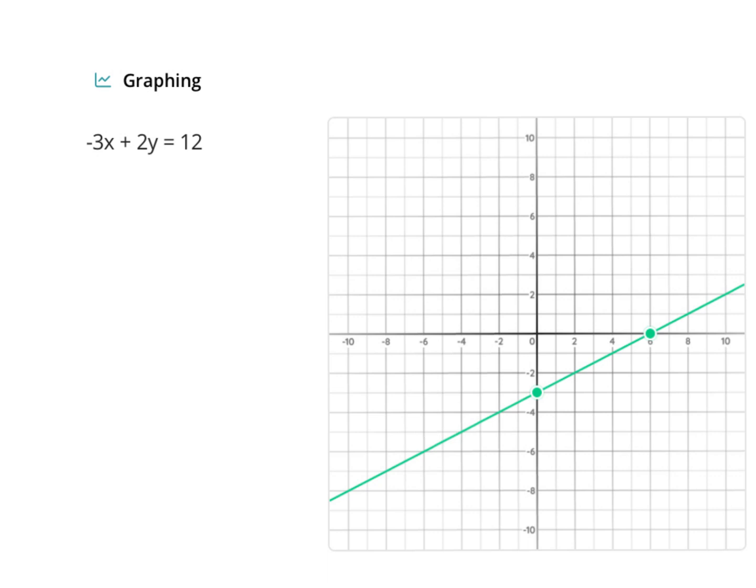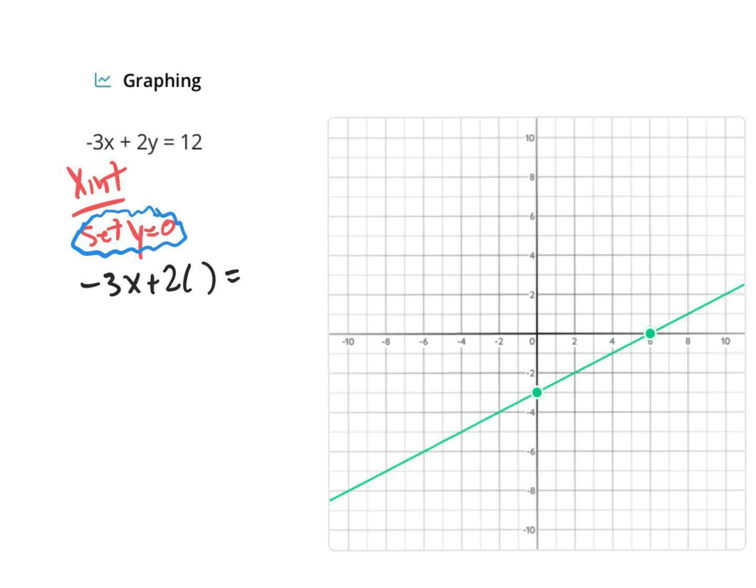So let's actually find the x-intercept. How do we find the x-intercept? We must set y equal to 0 and solve. Again, this is what you need to know. You need to set y equal to 0. So when I rewrite this thing, it says negative 3x plus 2y equals 12.